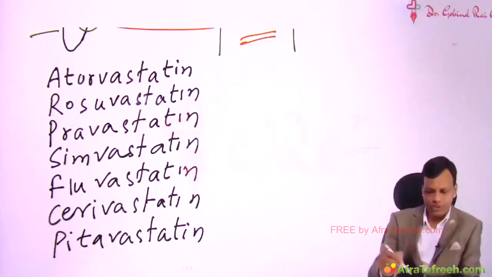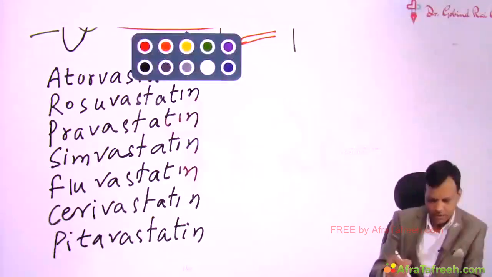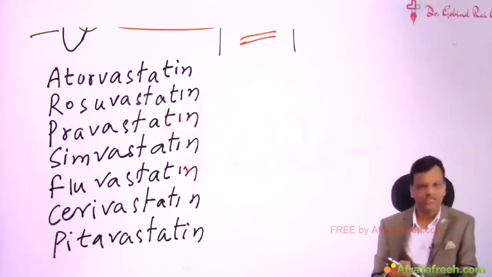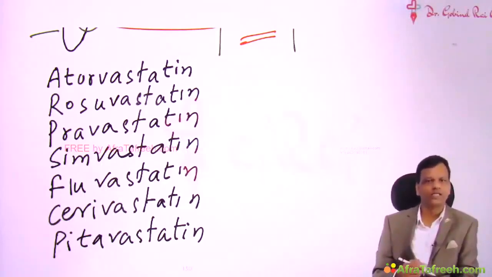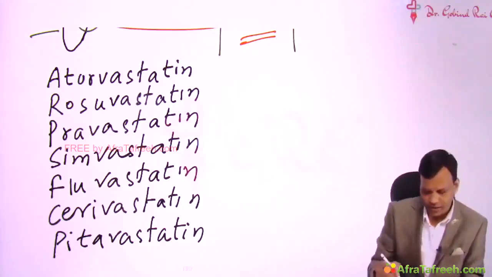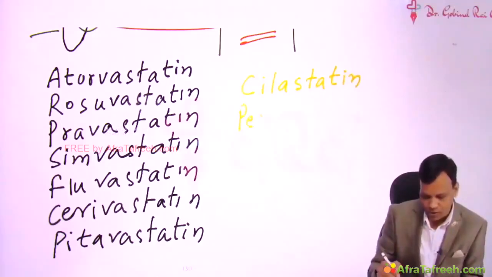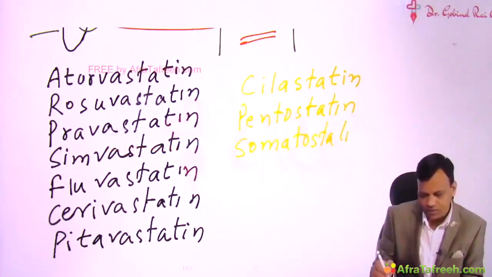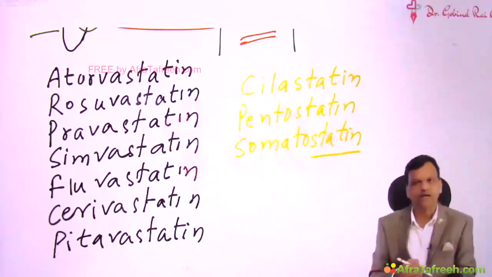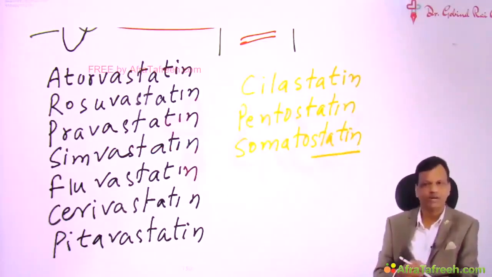Now one thing which you need to read carefully: there are some more drugs which end with statin, but they are not anti-dyslipidemic drugs. Like we have a drug called cilastatin, which is used along with imipenem, an antimicrobial drug. We have another drug called pentostatin, which is an anti-cancer drug. We have a hormone called somatostatin. You must have heard about this hormone. So that means all the drugs which end with statin are not HMG-CoA reductase inhibitors.